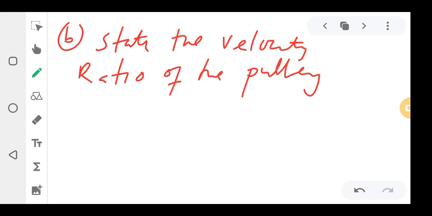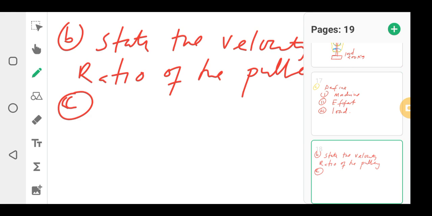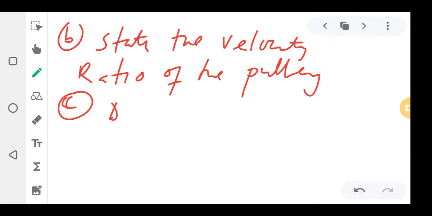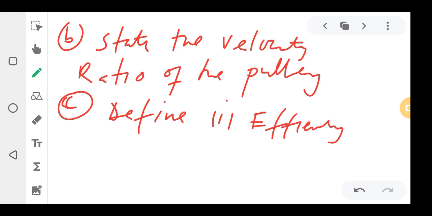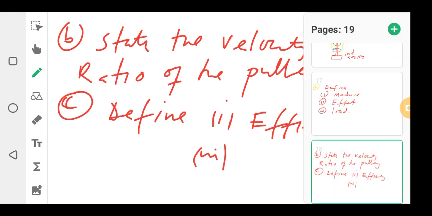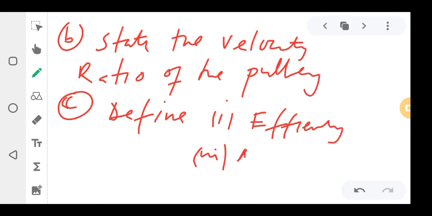Okay. And then part C. Part C is define: 1, efficiency, 2, mechanical advantage. Mechanical advantage. You have to define this. What about D, guys?